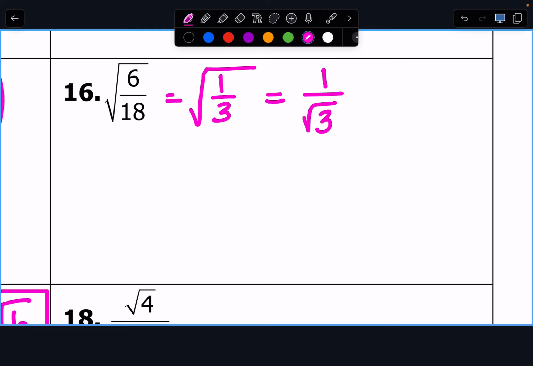But can we leave it like that? No, we can't. So we need to multiply numerator and denominator by square root of 3. So we have radical 3 over 3.